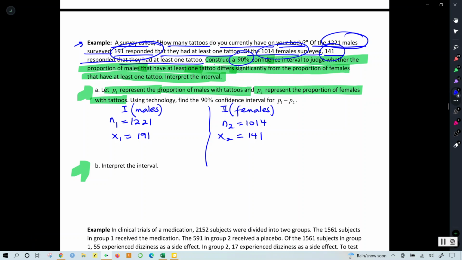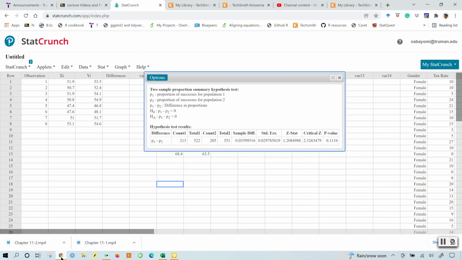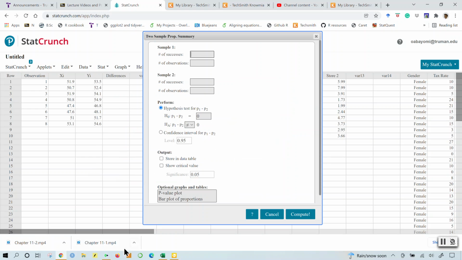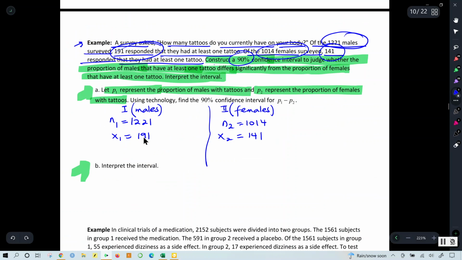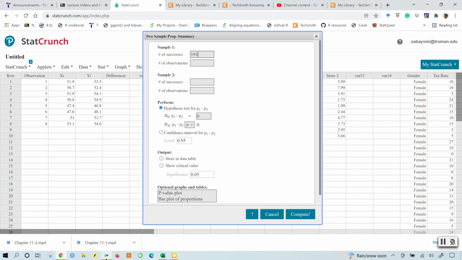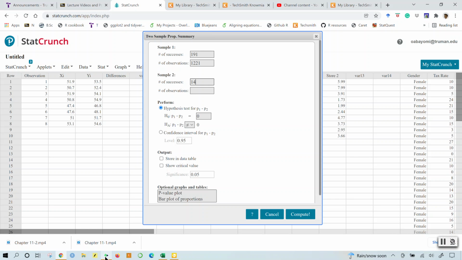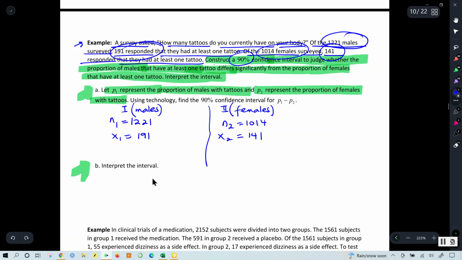To do this, all we need to do is go back to StatCrunch, and I'm going to close this and go to Stats, Proportion Stats, Two Sample, With Summary, and I'm going to key in those values. So I have 191 out of 1221. So I'm going to type that in, 191 out of 1221. Then for the second group, 141 out of 1014. Okay, so ensure that you have the right values in there.